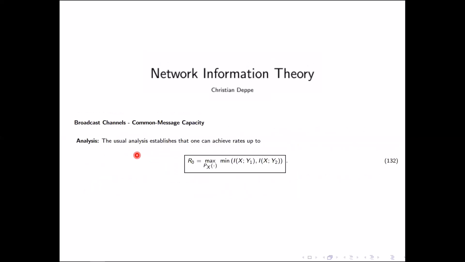And this analysis established that one can achieve rates such that R0 is equal to the maximum over all x of the minimum of the mutual information of x and y1 and x and y2. See, if you have just one channel, then you get exactly the rate of a discrete memoryless channel.